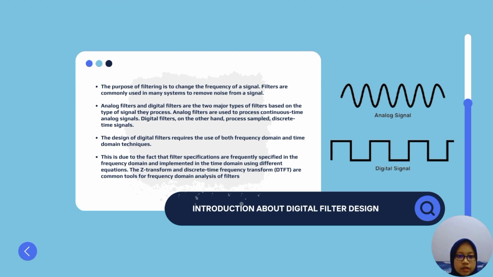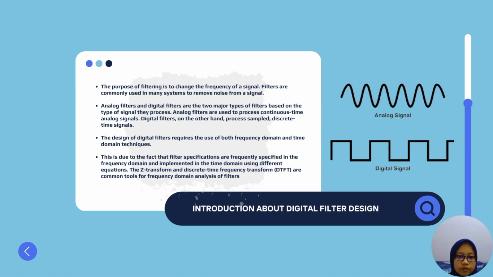Analog filter and digital filter are the two major types of filters based on the type of signal they process. Analog filters are used to process continuous time analog signals. Digital filters, on the other hand, process sampled discrete time signals.